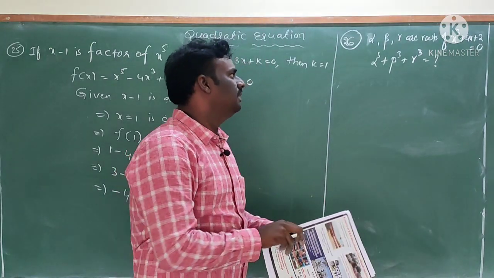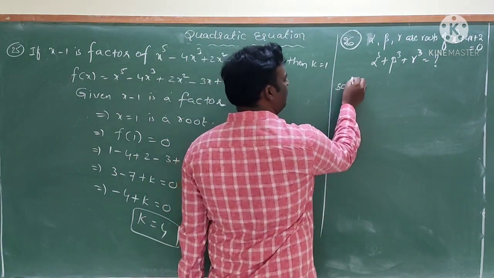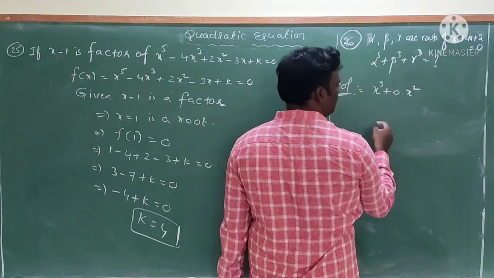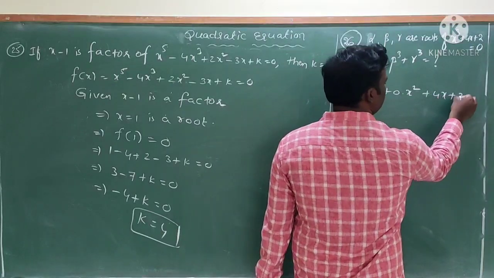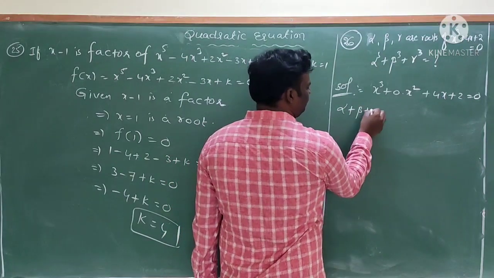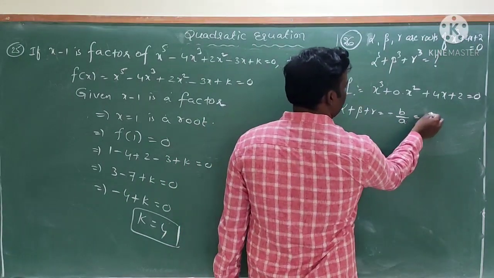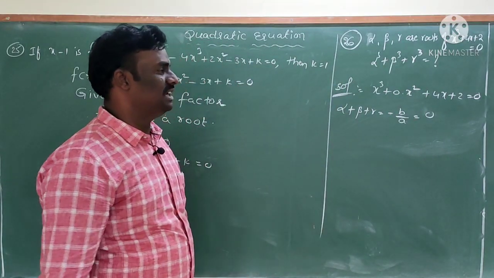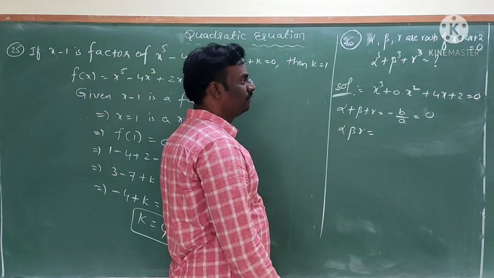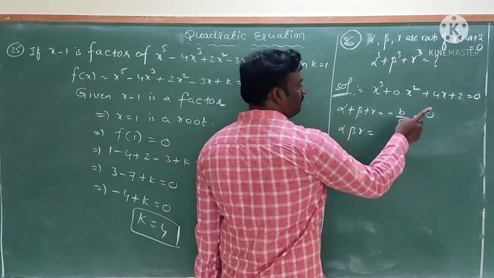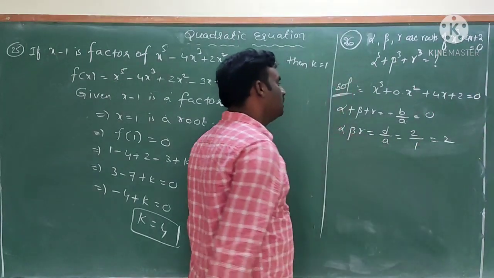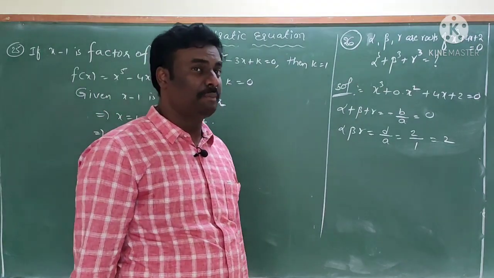Okay. So first of all, the equation can be written as x cube. There is no x square term, that's why I am taking 0x square plus 4x plus 2 equals 0. So first I am finding the sum of roots. Formula is minus b by a, where b value is 0, and 0 by anything is 0. Product of roots is nothing but minus d by a. d is 2 by 1, that is 2. So finally we know the sum of roots and the product of roots.